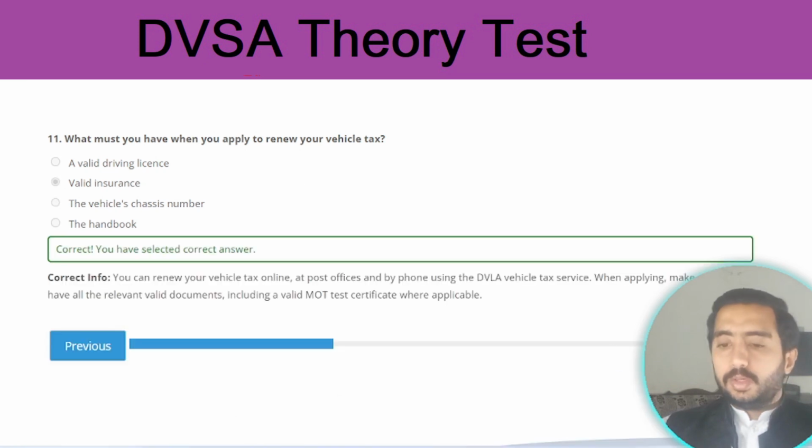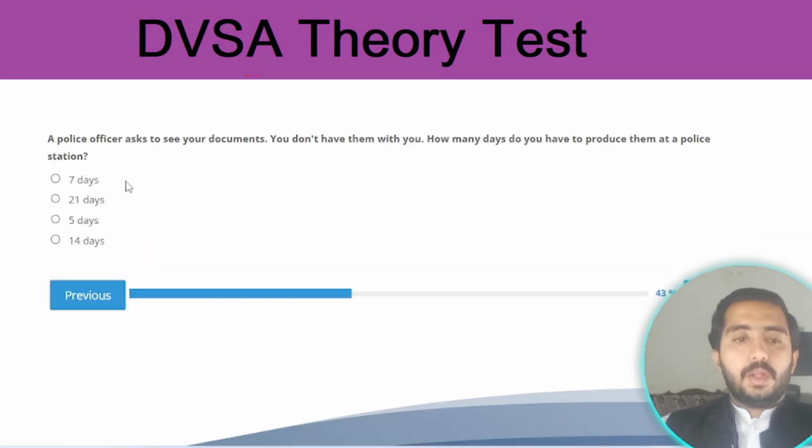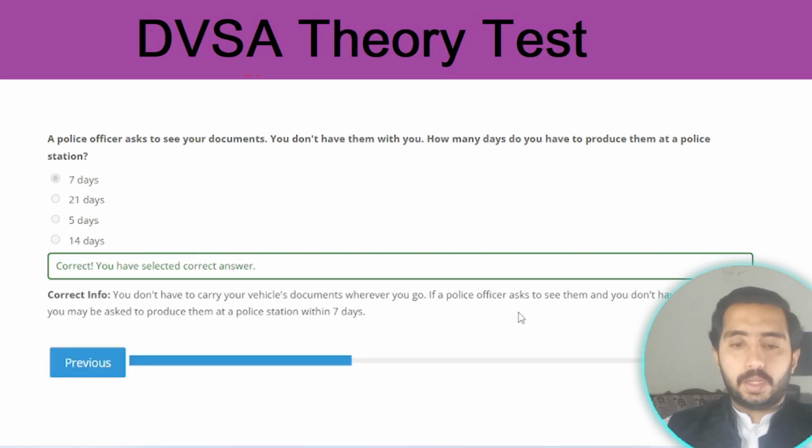Next one, question number 12, a police officer asks to see your documents. You don't have them with you. How many days do you have to produce them at a police station? The correct option is option A, which is 7 days.